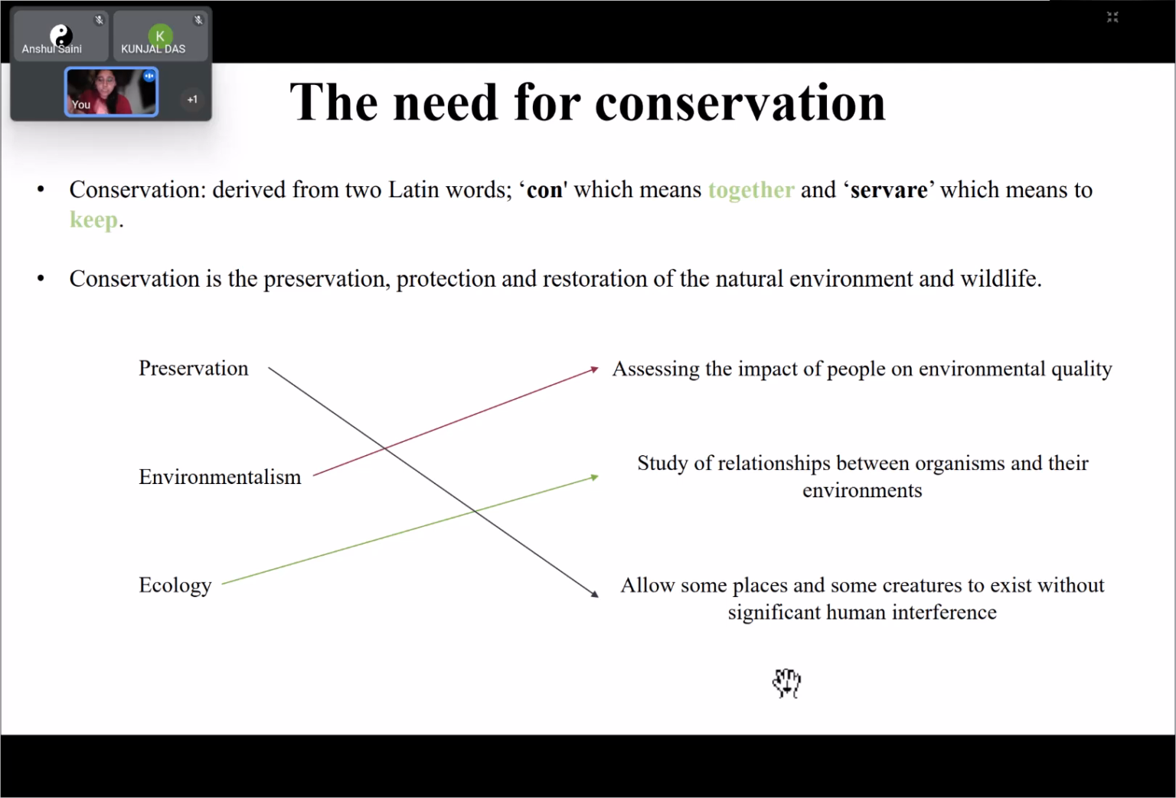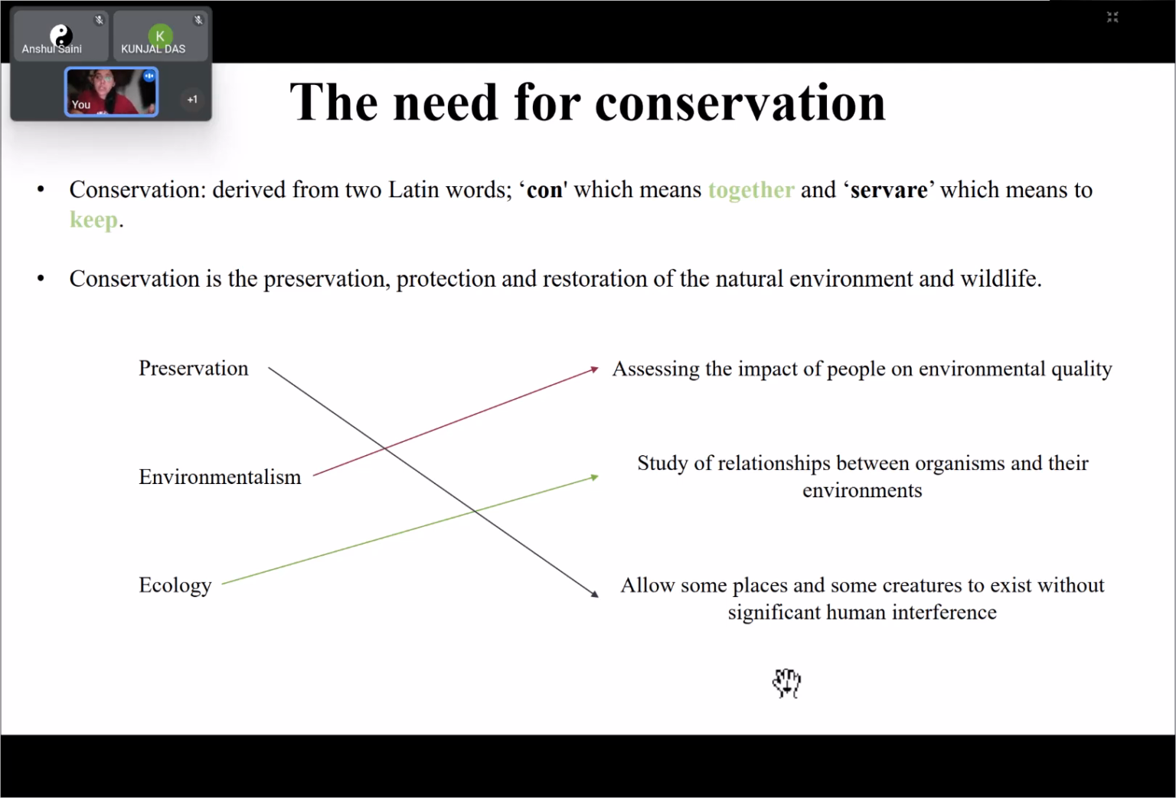So, as you can see on the slide, preservation means it allows some places or creatures to exist without significant human interference. So, preservation is you are keeping it pristine, you're not letting any human intervention there. But for conservation, the most important thing that you need to remember is that you need human intervention. You need people to be actively taking part so that you can promote the existence of these different species. That's how it's different from preservation.